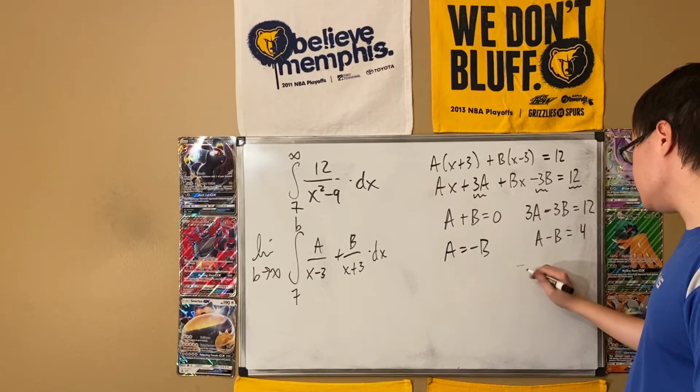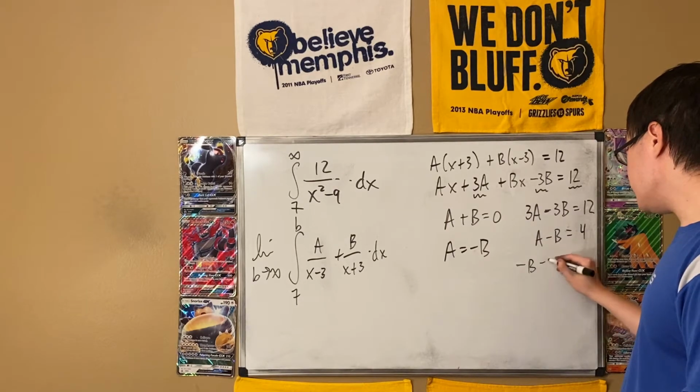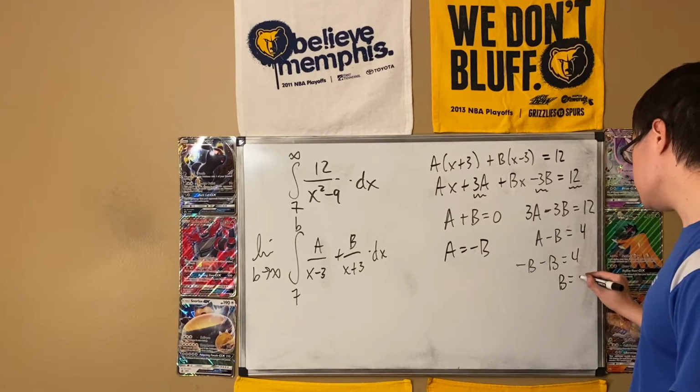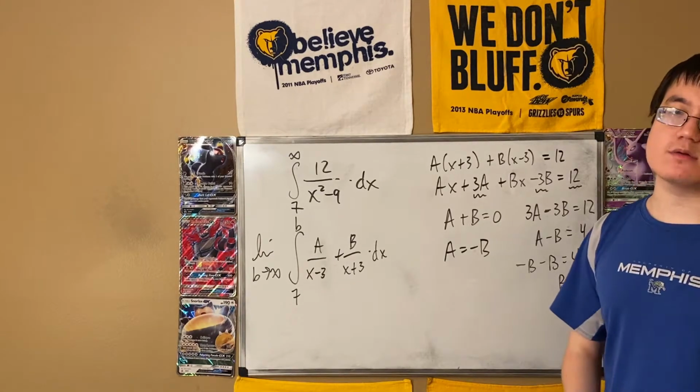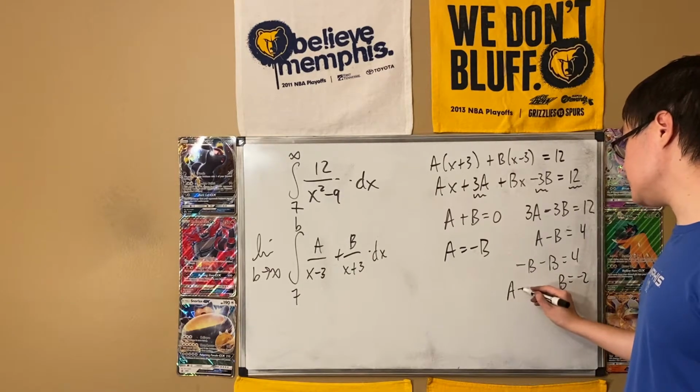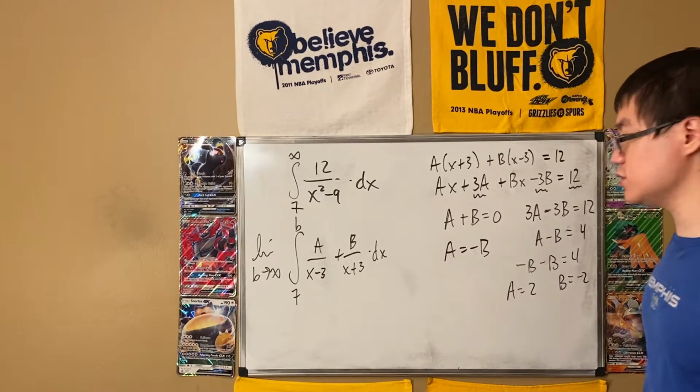So it's going to be minus b is equal to 4. So it looks like b is equal to minus 2, because it will be minus 2b equals 4, so b is minus 2. That makes a equal to 2, because it's negative. So let's go for the question.